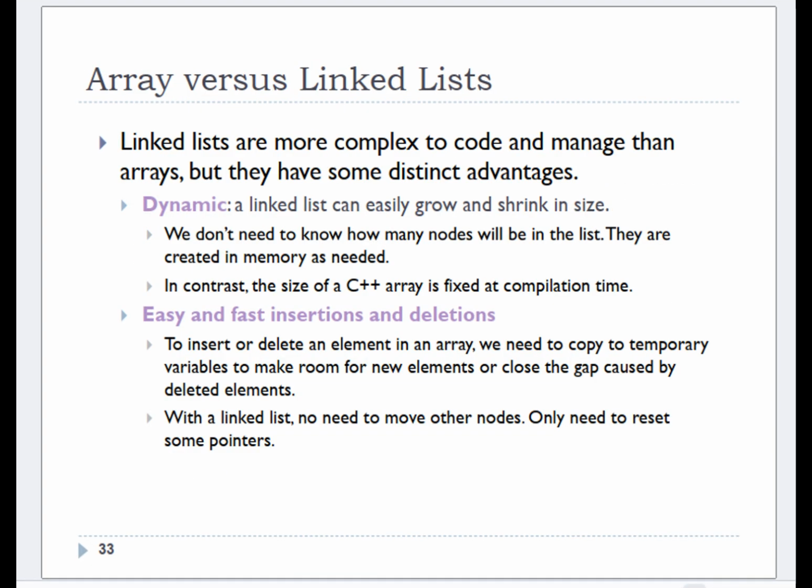Linked lists are more complex to code and manage than arrays, but they have some distinct advantages. Dynamic: a linked list can easily grow and shrink in size. We don't need to know how many nodes will be in the list. They are created in memory as needed. In contrast, the size of a C++ array is fixed at compilation time.